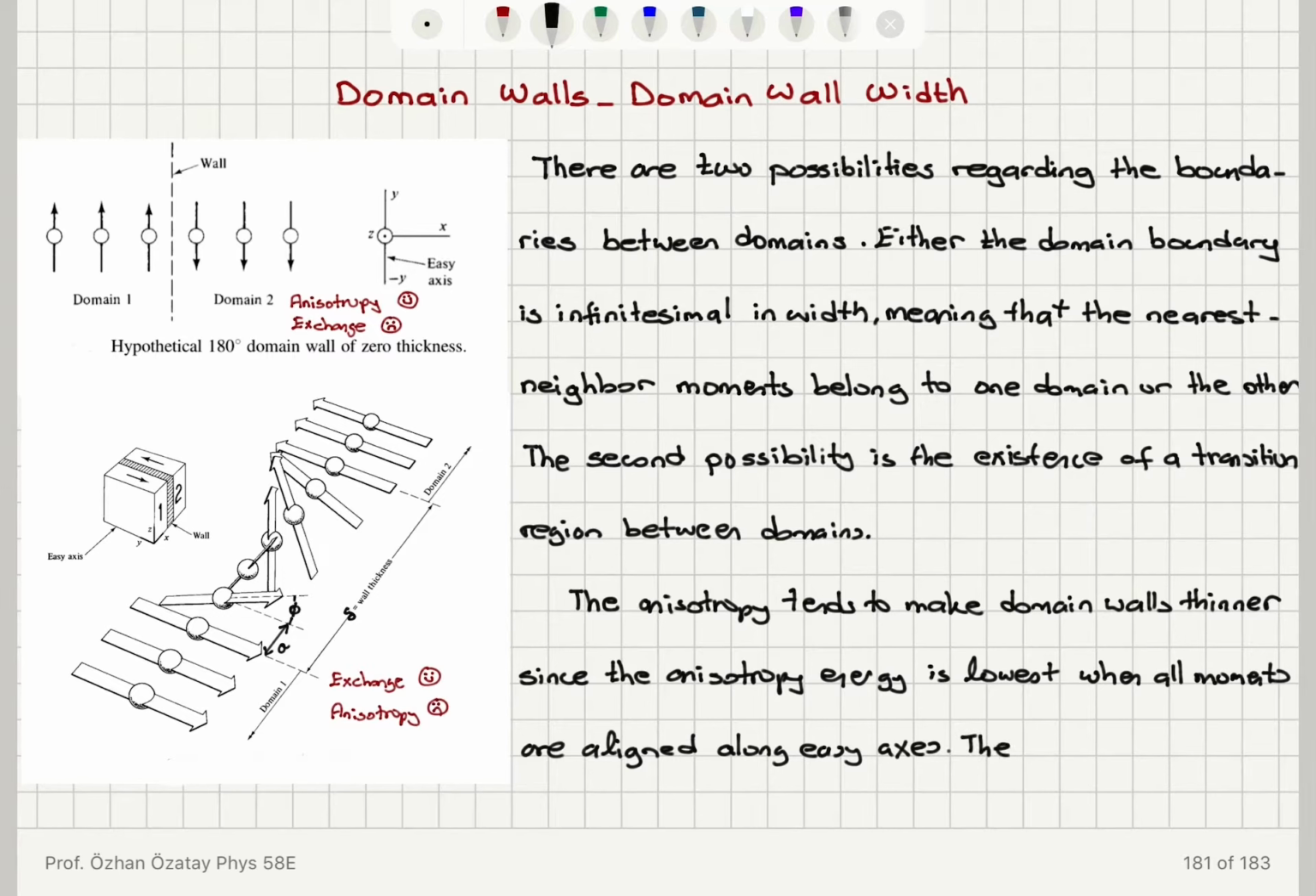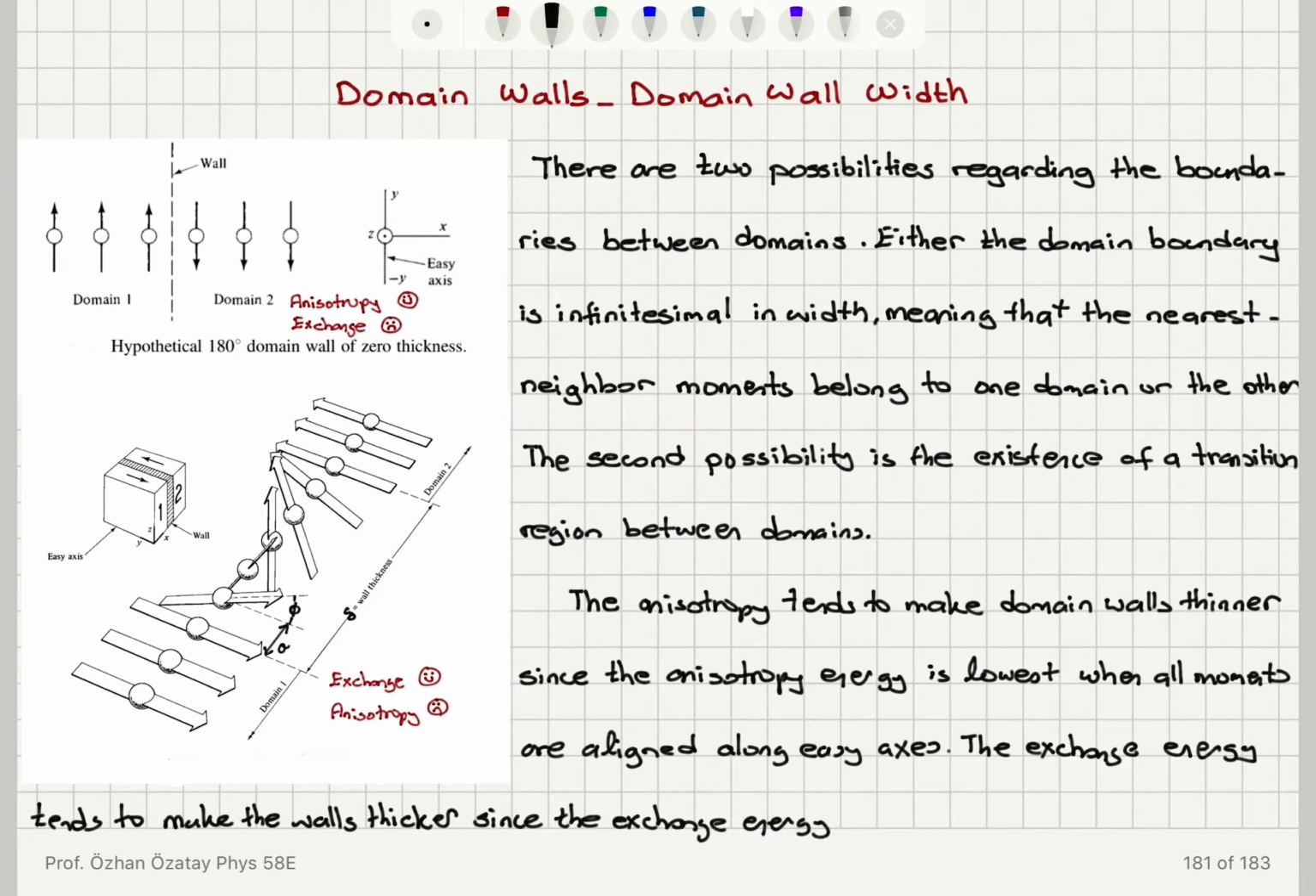On the other hand, the exchange energy tends to make the walls thicker, since the exchange energy is minimized when neighboring moments are parallel.